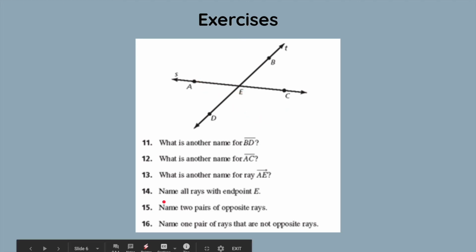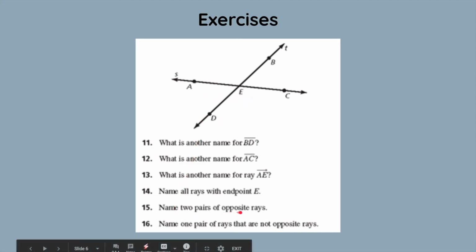Name all rays with endpoint E. So looking at this picture, we can see that there are actually 4 rays with endpoint E, and those are ray EB, ray EC, ray ED, and ray EA.